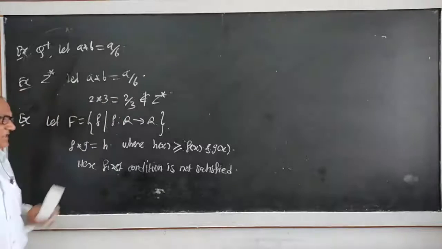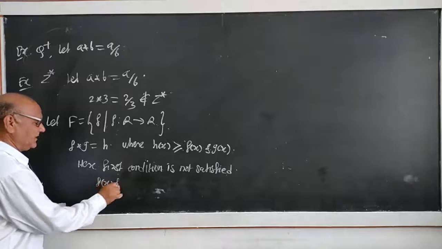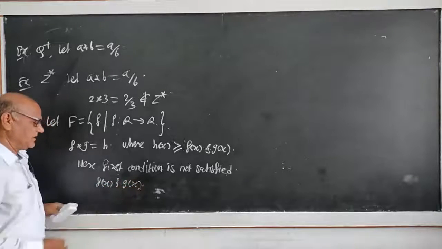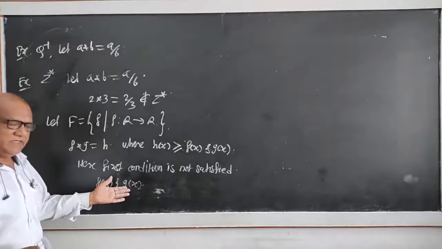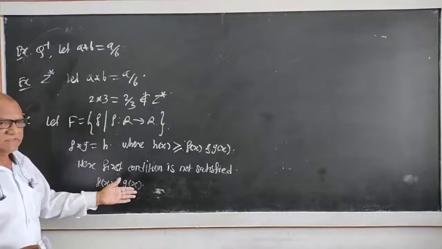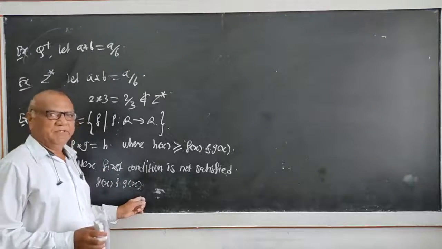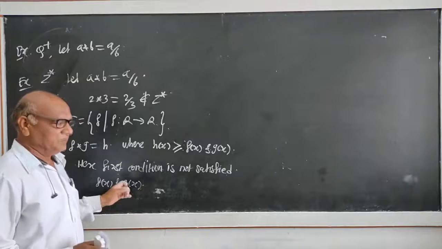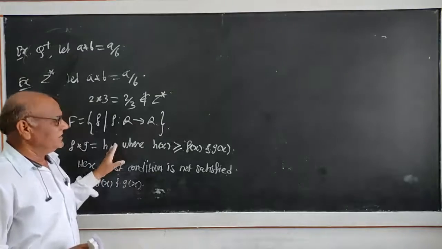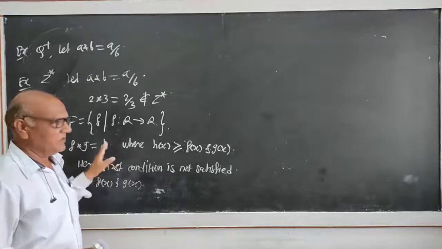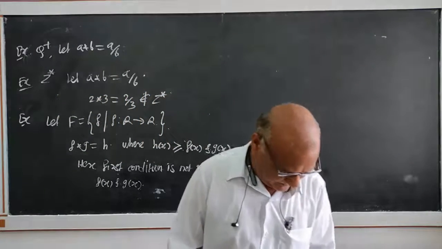The first condition is not satisfied because here h(x) is greater than f(x) and g(x). That means there are so many functions greater than f(x) and g(x), not only one function. So the first condition is violated, and so it is not a binary operation, or it is not well defined. This operation is not well defined.